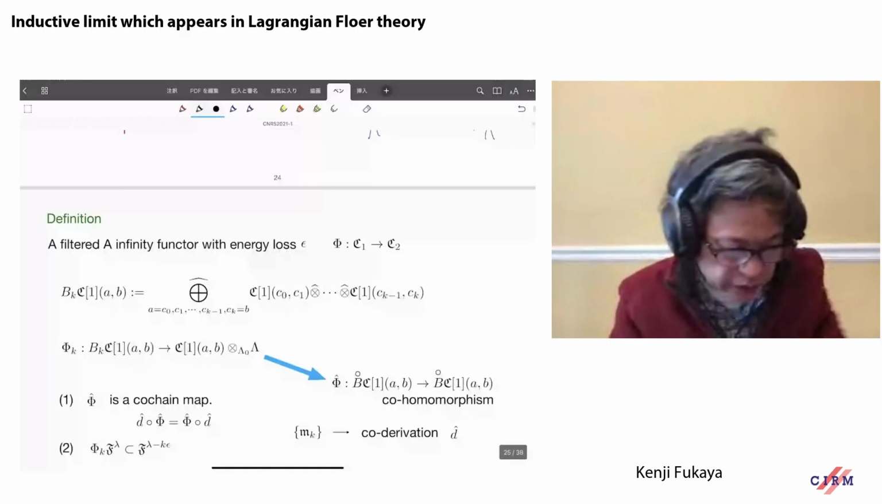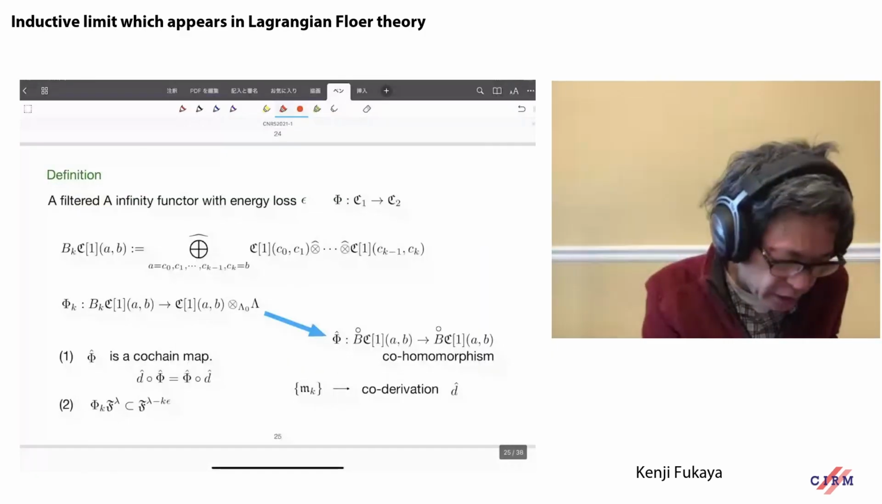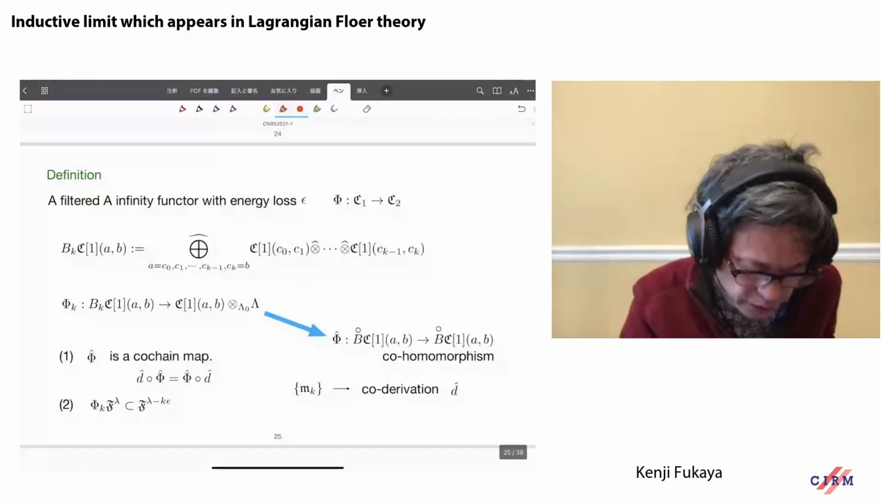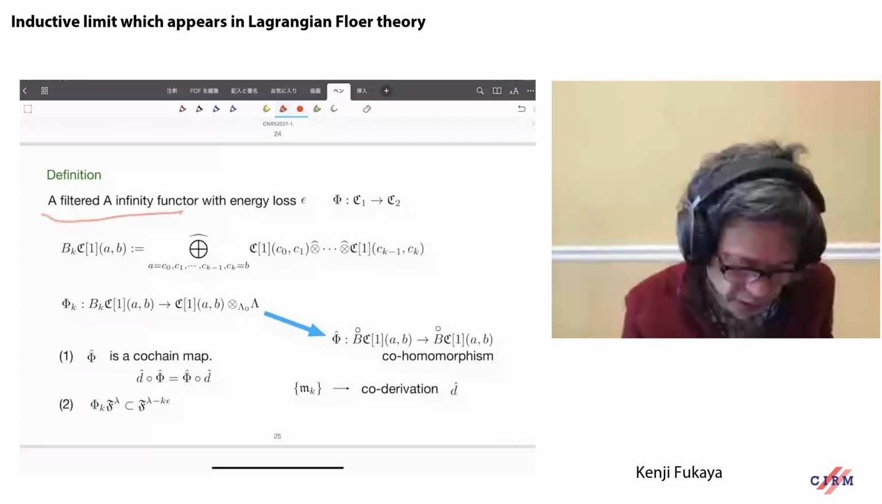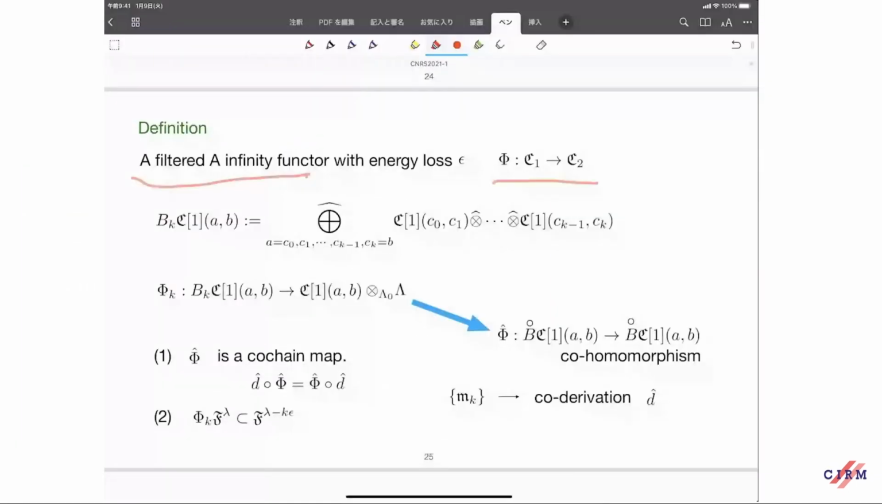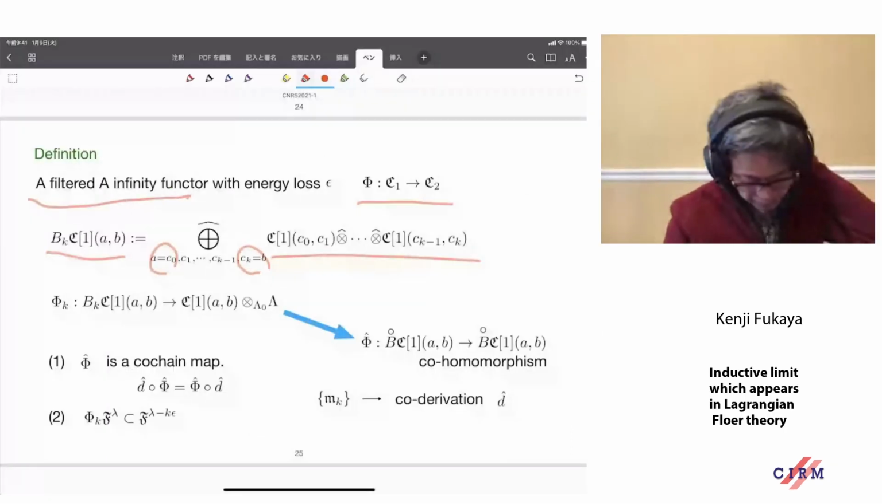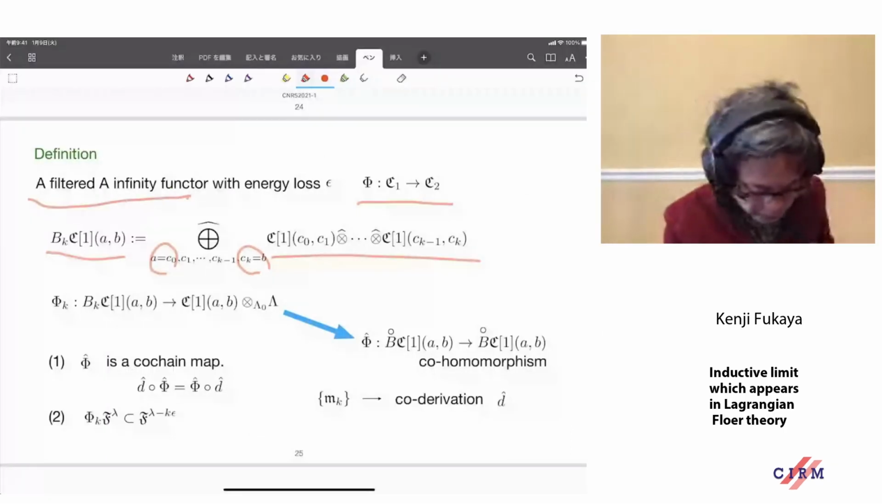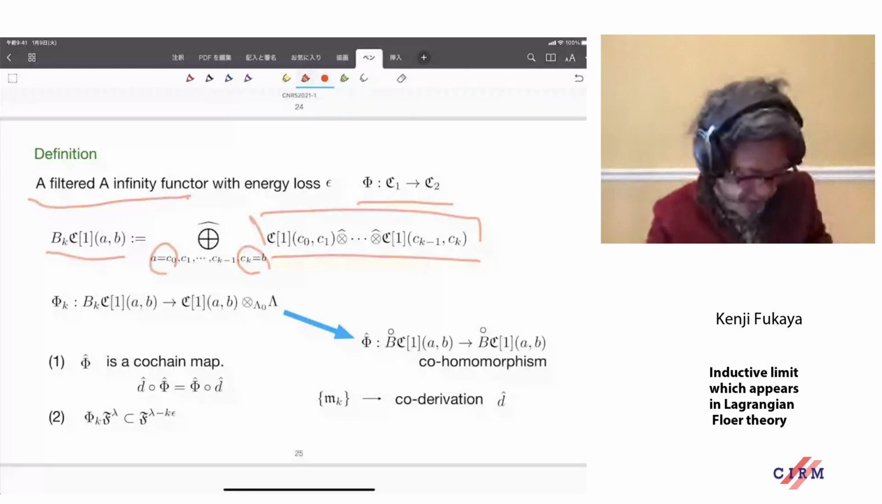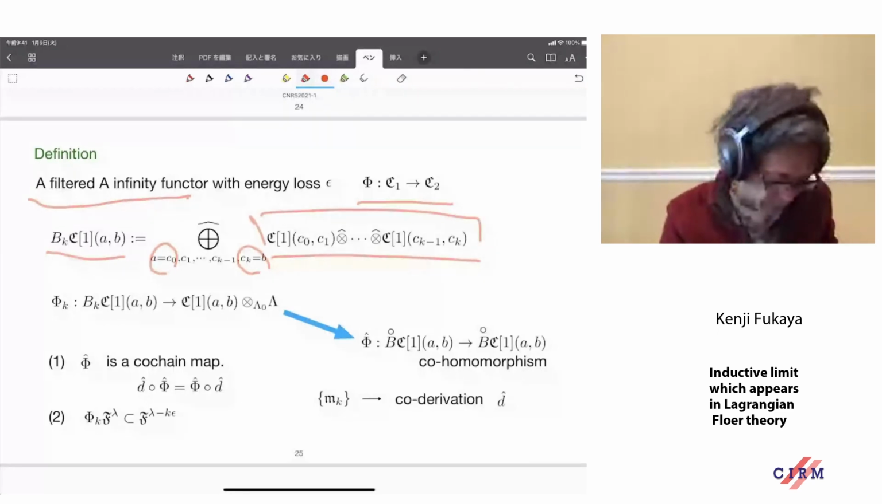So the definition is the following. Suppose we have two filtered infinity categories, and the notion of an infinity functor with energy loss epsilon is the following. We consider the bar complex of the filtered infinity category. You take a sequence of k plus 1 objects from A to B, and you take this tensor product. That's basically the bar complex.